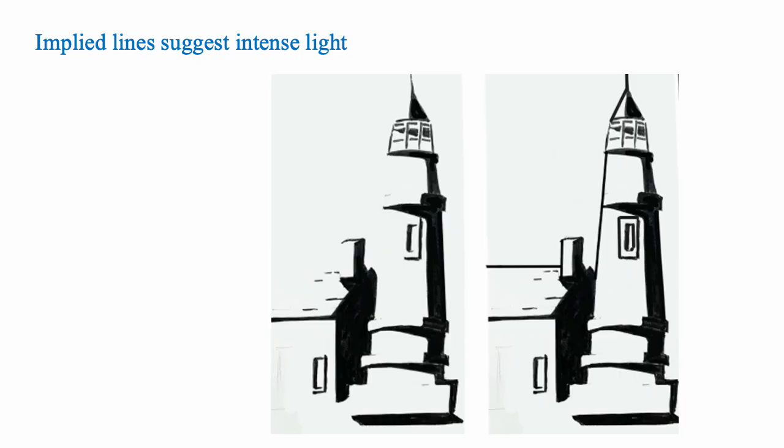Implied lines can suggest intense light. Look at these two lighthouses and see which one you think looks the brightest. I think you would agree that it would be this one because we're missing the lines on the left side, as if the light is so intense that it's bleaching away that area.